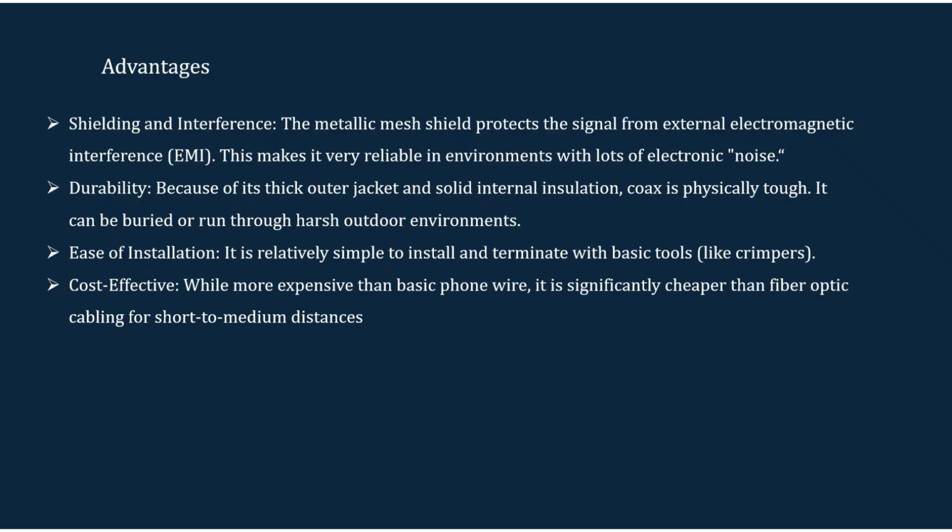Okay, so let's see what the advantages and disadvantages are. As this coaxial cable is shielded by a metallic covering, it has good shielding capabilities and is free from external electromagnetic interference. And it is very durable, because you can see that this coaxial cable has lots of coating like the outer jacket, which provides insulation and makes the cable physically tough. And it is very easy to install, because we can cut these coaxial cables using crimpers and usually available tools. It is also very cost effective as compared to fiber optic cables.